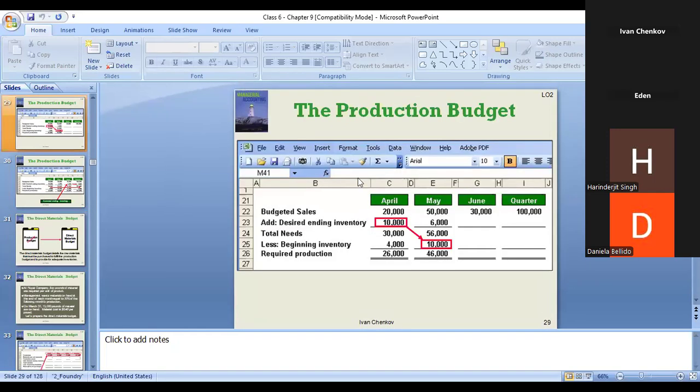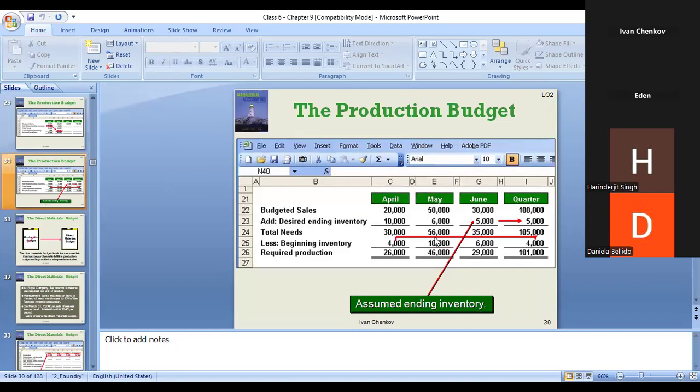And that's the correct answer. So once we run the calculation, we're going to see that in May, again, we need to guarantee the sales for May, plus we need 20% of the June sales, which is 6,000. In total, we need 56,000, but we already have the 10,000. So our production should be 46,000.